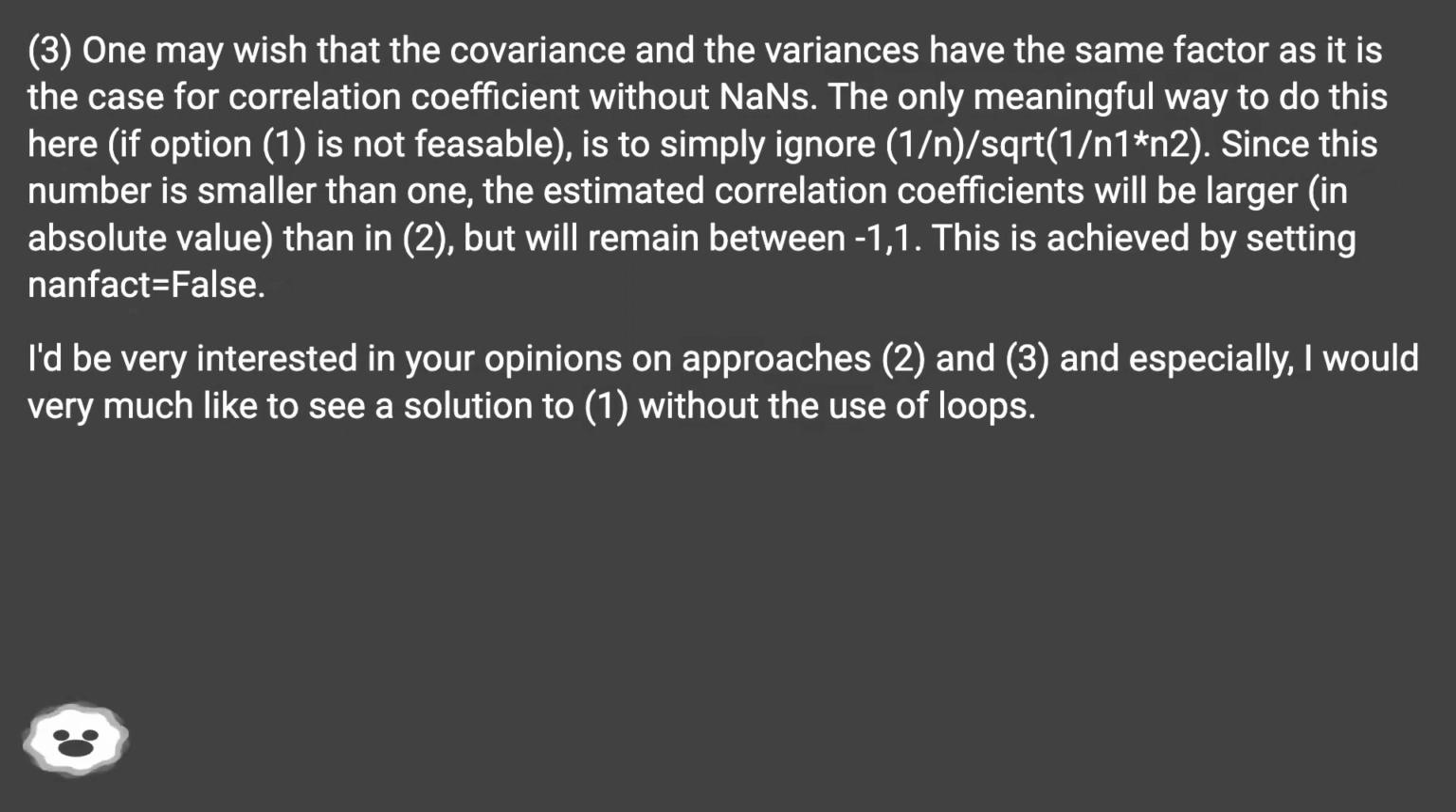3. One may wish that the covariance and the variances have the same factor, as is the case for the correlation coefficient without NaNs. The only meaningful way to do this here, if option 1 is not feasible, is to simply ignore the factor 1/n / sqrt(1/(n1 n2)). Since this number is smaller than 1, the estimated correlation coefficients will be larger in absolute value than they should be, but will remain between -1 and 1. This is achieved by setting nanfact equals false.